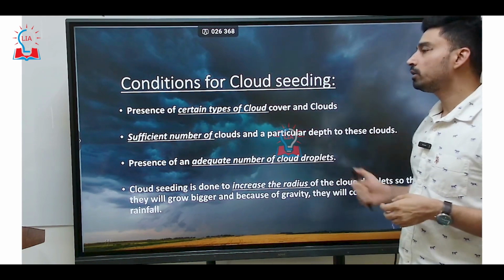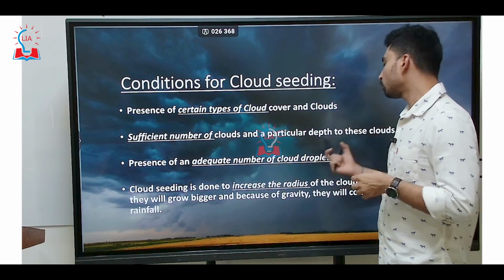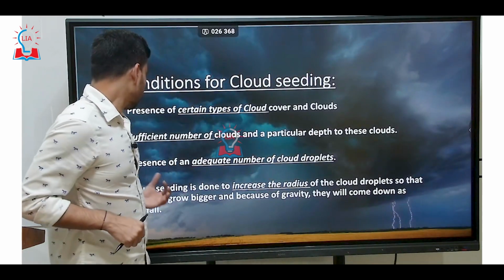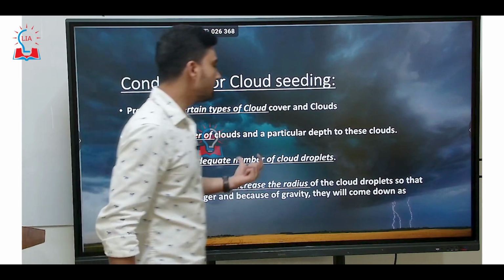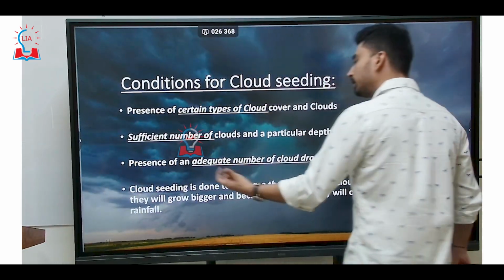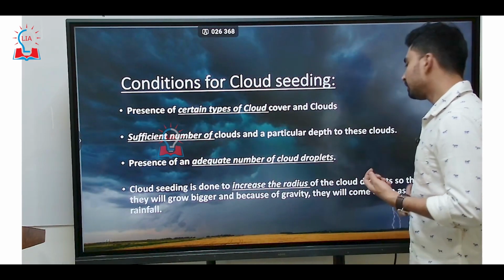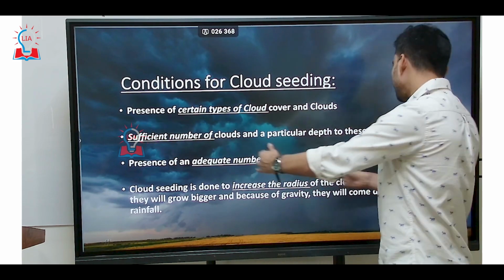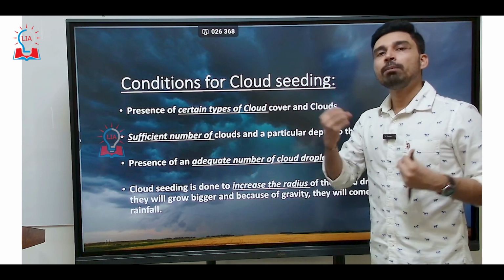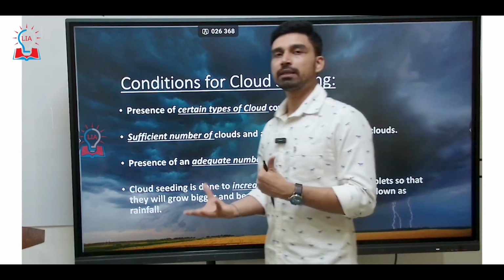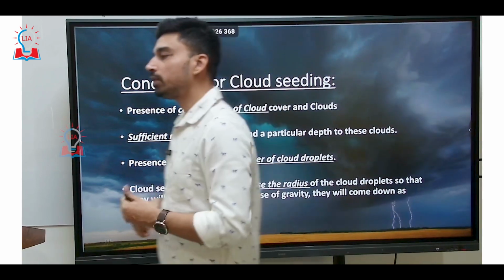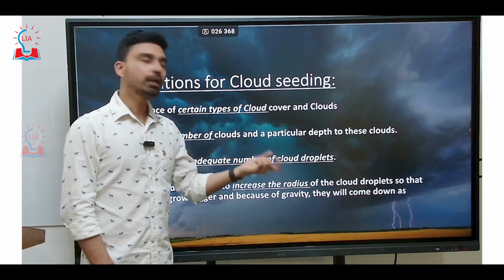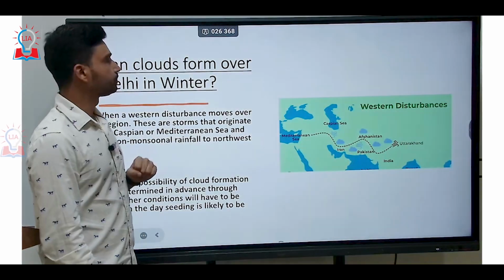The third condition is the presence of an adequate number of cloud droplets, for obvious reasons. And the last condition is that cloud seeding is done to increase the radius of the cloud droplets so that they grow bigger, and because of gravity they come down as rainfall. So basically we are trying to increase the radius of the cloud droplets. We are not making fresh or new cloud droplets, and that is why the presence of cloud cover is very important for cloud seeding to work.